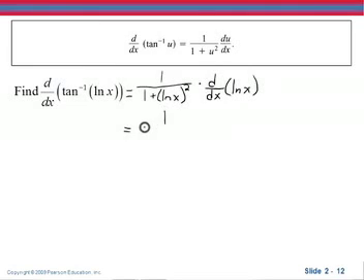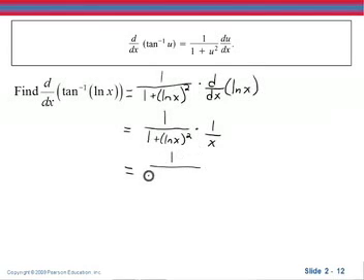That gives us 1 divided by 1 plus natural log of x squared times, and remember the derivative of natural log of x is 1 divided by x. So that gives us 1 divided by, when I multiply the bottoms, I'll leave that factored out, x times 1 plus natural log of x squared. So we can find the derivative of inverse tangent of u using this formula.